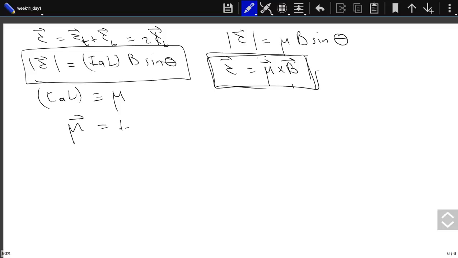Now we can also write this expression of the magnetic dipole moment vector. This is equal to I times the area vector. So the magnetic dipole vector is in the direction of the area vector.